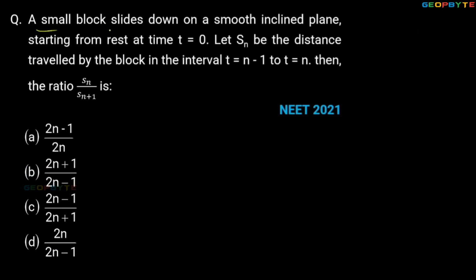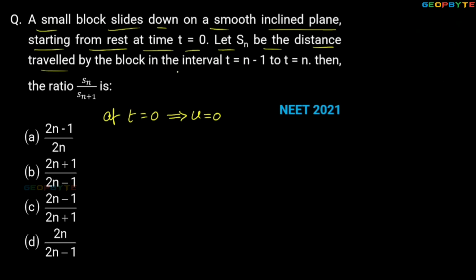A small block slides down a smooth inclined plane starting from rest at time t equal to 0. That means at t equal to 0, initial velocity u equals 0 because it is starting from rest. Let Sn be the distance traveled by the block in the interval t equal to n minus 1 to t equal to n. Then the ratio of Sn by Sn plus 1 is.